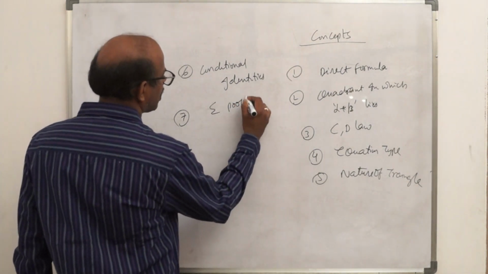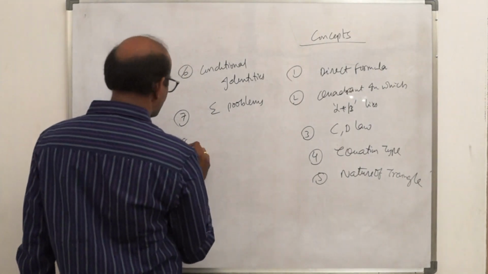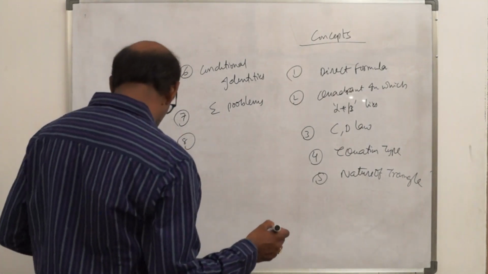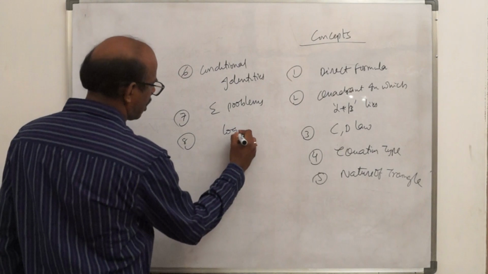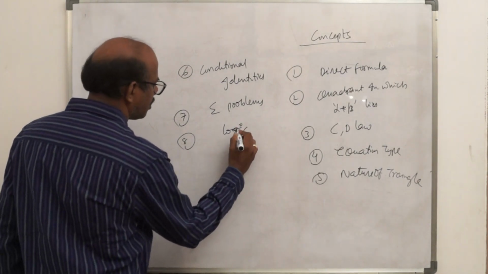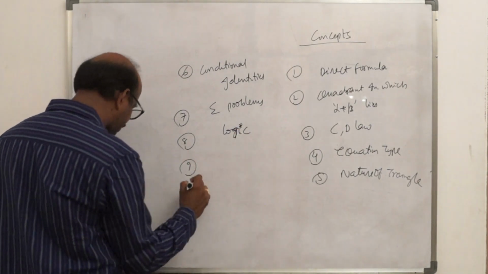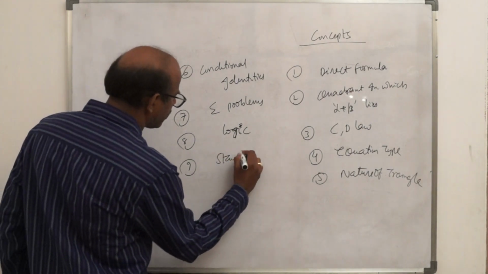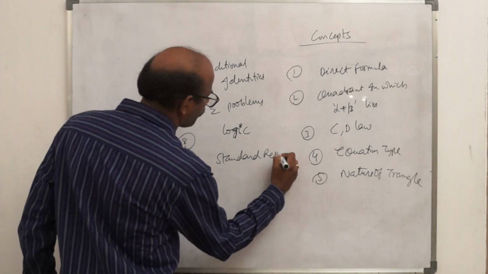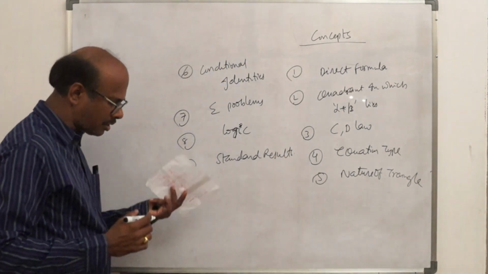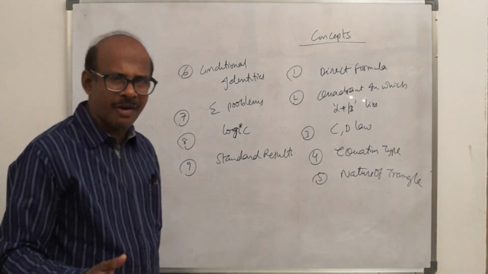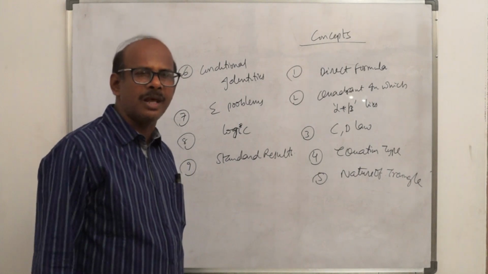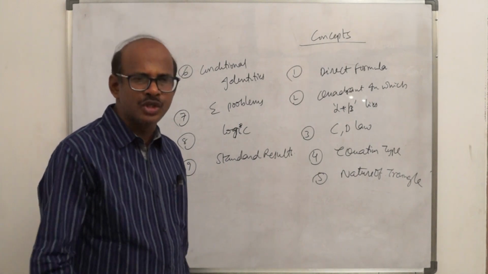Next, sigma problems. The meaning of sigma in cyclic order will be clear with an example. Next, standard results. The meaning of standard results, based on the question: if A plus B equals 45, then 1 plus tan A multiplied by 1 plus tan B is 2.